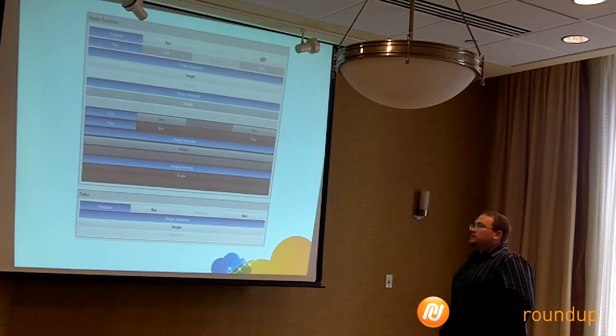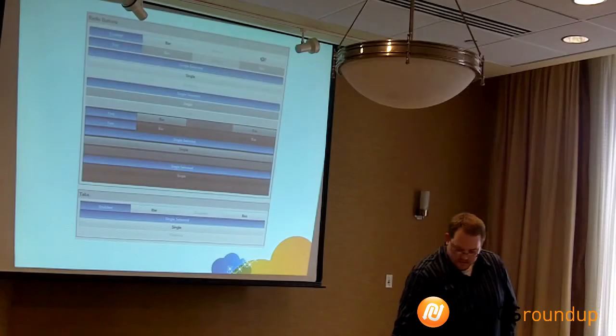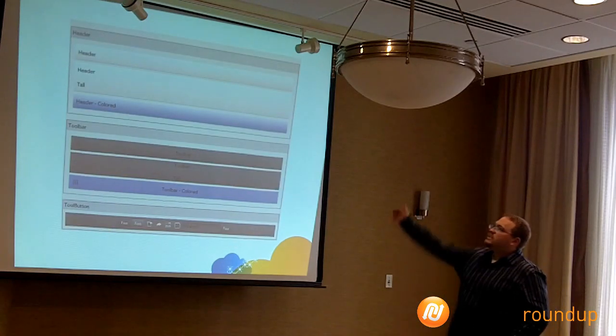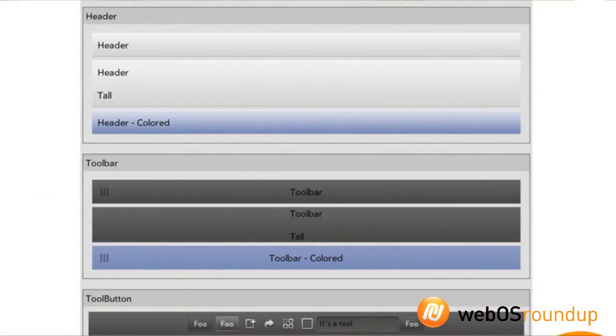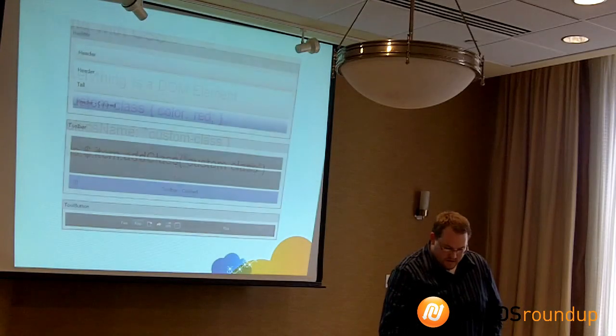All of your different radio buttons and tabs. I don't get the difference between tabs and radio buttons, because they're really the same thing. But they do have a distinction. Your standard headers, same thing again for your headers and toolbars. You can change the colors very easily just by defining that custom CSS class and giving it a background color, and then applying that to your button.